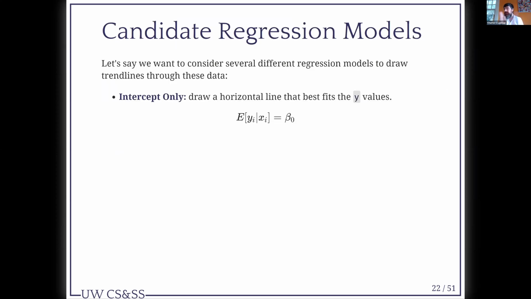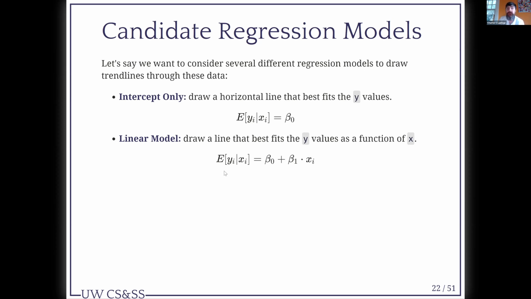Hilarious, though. So our candidate regression models that we're going to fit are, first, an intercept-only model. This says just fit a horizontal line through all the data. That is, I think the best way to predict these data is with the mean of all the y values, so x doesn't even come into the equation. We're going to fit a standard linear model. This draws a line that fits the y values as a linear function of x. So we have some intercept and then some slope based on x, so x times some fixed value, which should be a straight line.